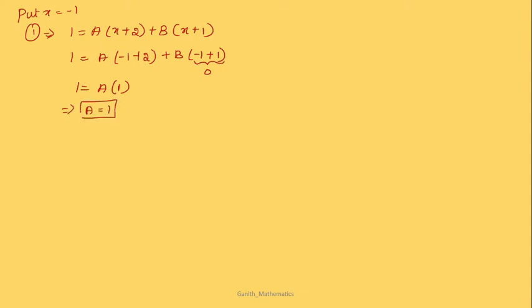So we found that a is equal to 1 and b is equal to minus 1. We are going to substitute these two values in the very first equation. 1 divided by x plus 1 into x plus 2 can be expressed as the addition of the expressions a divided by x plus 1 plus b divided by x plus 2. Now we found that a is equal to 1, so it is 1 by x plus 1, and b is minus 1, so minus 1 by x plus 2.